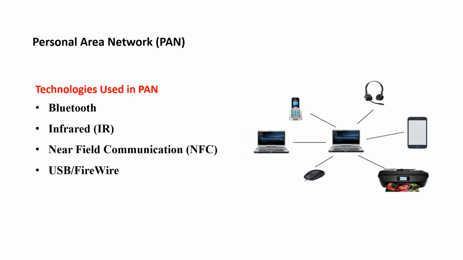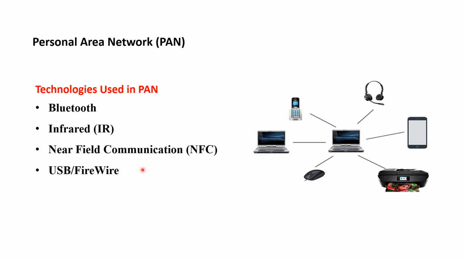In this section, let us see some of the technologies used in personal area networks. Bluetooth provides wireless communication between devices over short distances with low power consumption. Infrared is used for line of sight communication between devices such as remote controls and certain data transfer applications. Near field communication is used for very close range communication, often for contactless payments or device pairing.